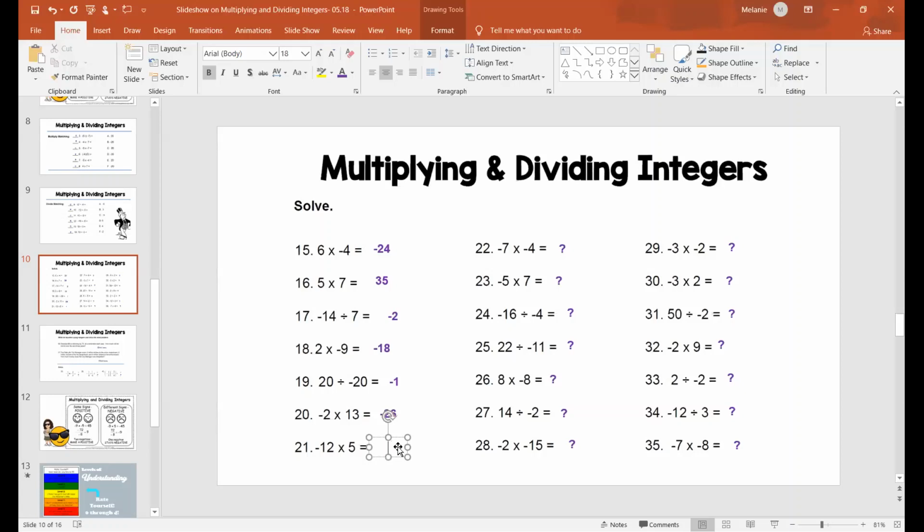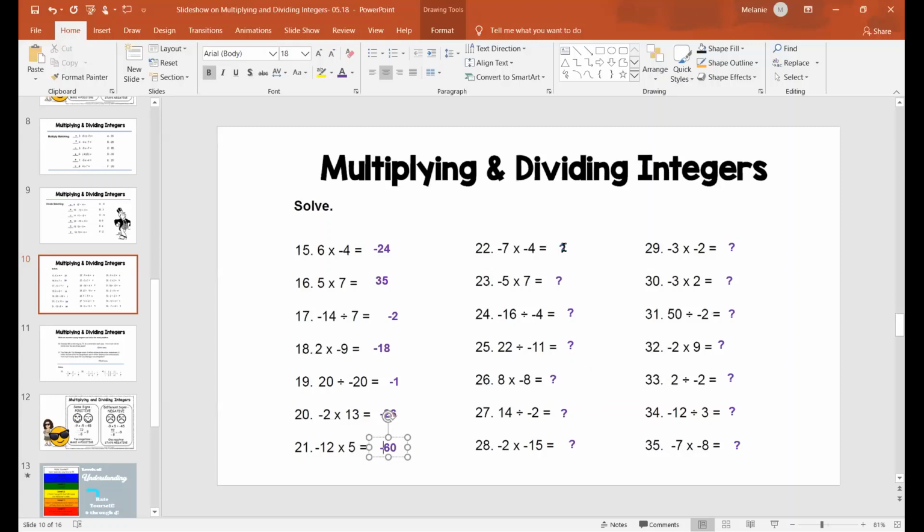And then I know 12 times 5 is 60. That's just one of those ones I like to always remember. I know some of you are avoiding the 12s, but that's a good one to know. But one of them is negative. So that means the answer is also negative. So negative 60 is the answer for number 21.